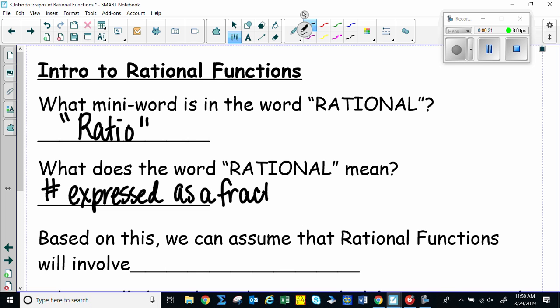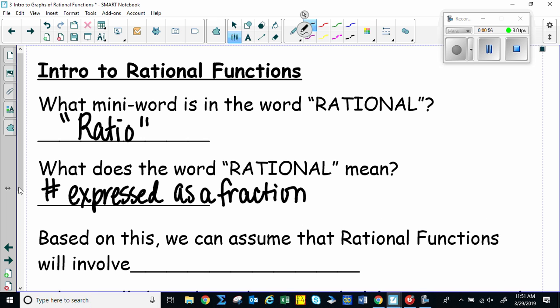So even if it's a whole number, like if I say, hey, the number 2, can you make that into a fraction? 2 over 1. So whole numbers, integers, those are all rational numbers. Something that wouldn't be a rational number would be pi. Square root of 2 can't be written as a fraction. So those would be examples of irrational numbers.